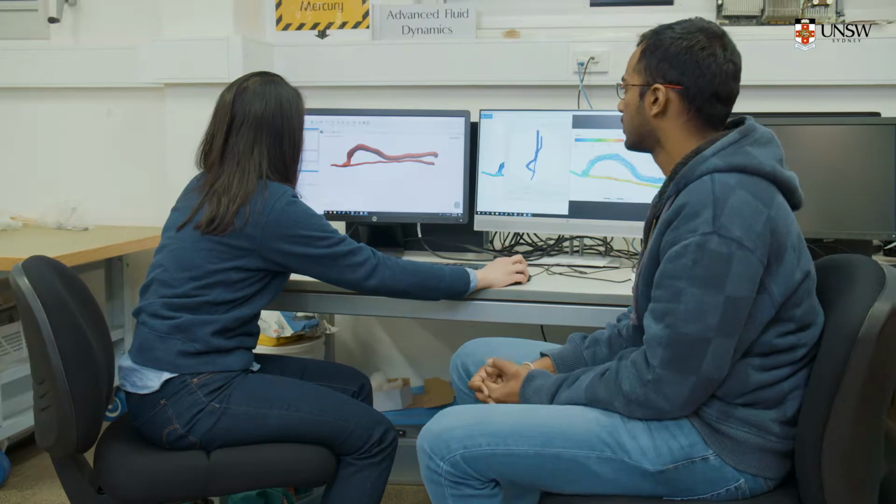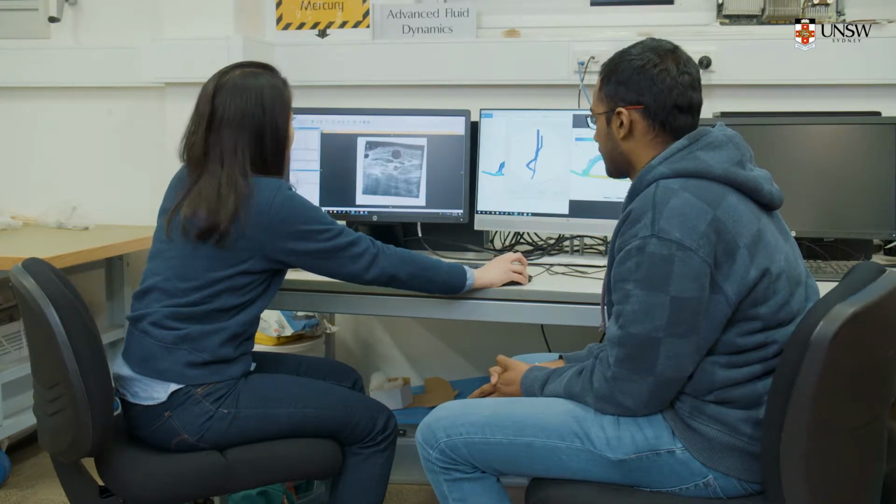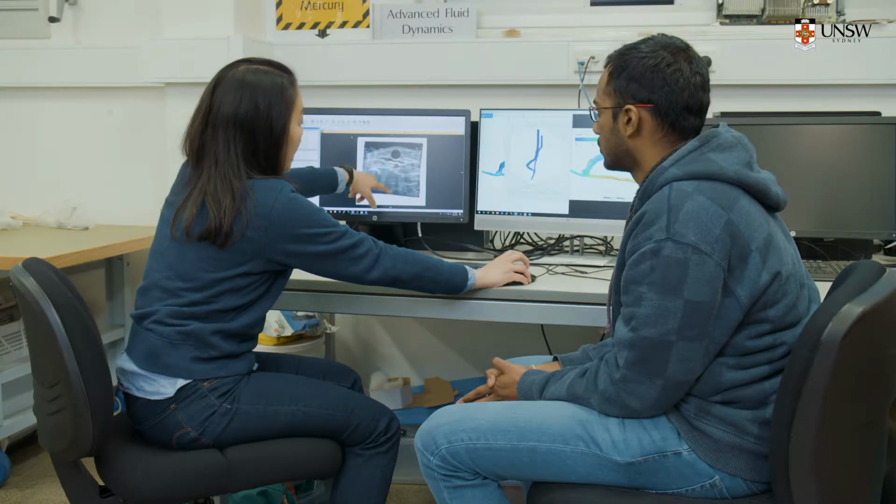Okay. What does the ultrasound scan look like? How does the ultrasound scan turn into a virtual model? What's the process? Can you show? So we start by getting 2D images from the ultrasound machine. With the 2D images that look something like that, I segment them based on the vein and the artery.